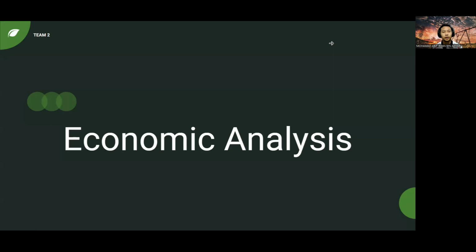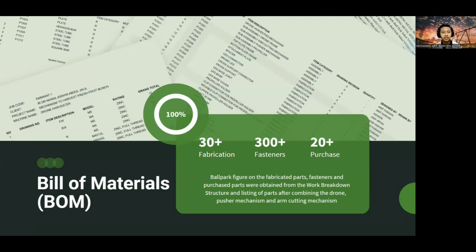Now I will present about the economic analysis. First of all, I will explain about the bill of materials, BOM. So there are 30 plus fabrication parts, 300 plus fasteners, and 220 plus purchase parts. Based on a ballpark figure, the fabricated parts, fasteners and purchase parts were obtained from the work breakdown structure and listing of parts after combining the drone pusher mechanism and arm cutting mechanism.